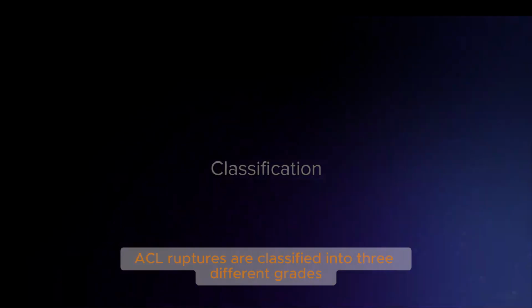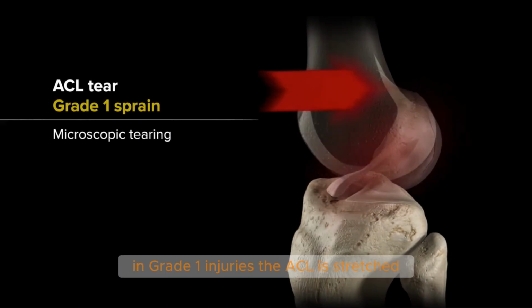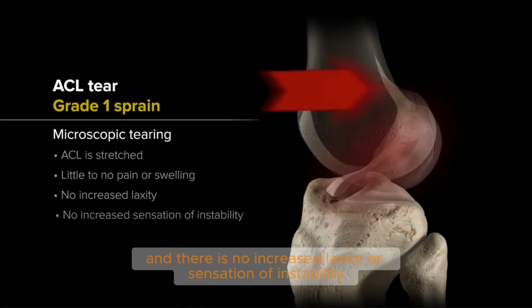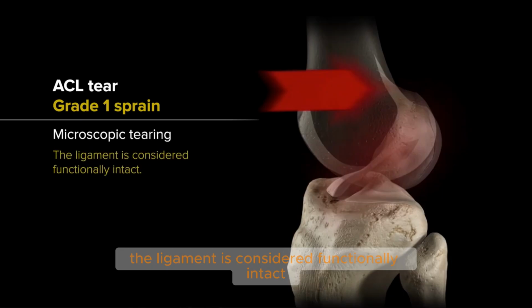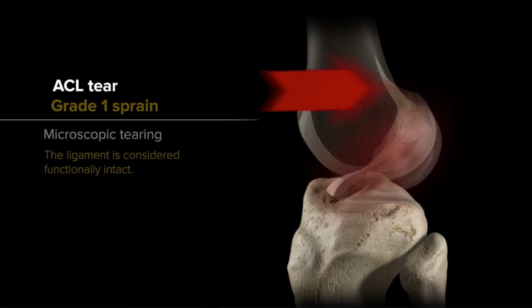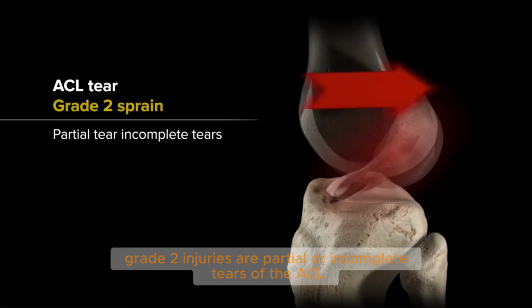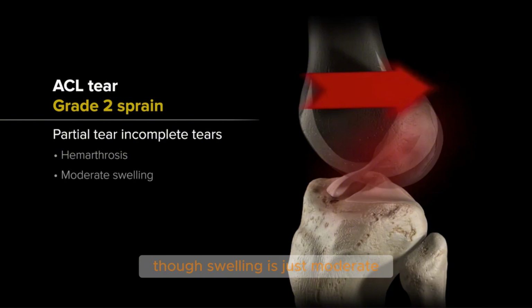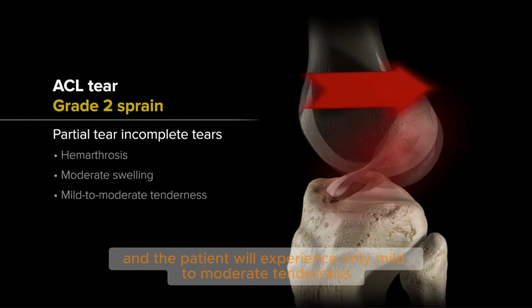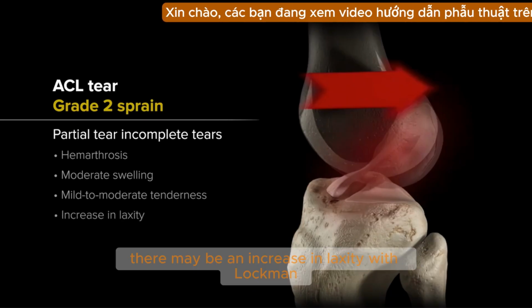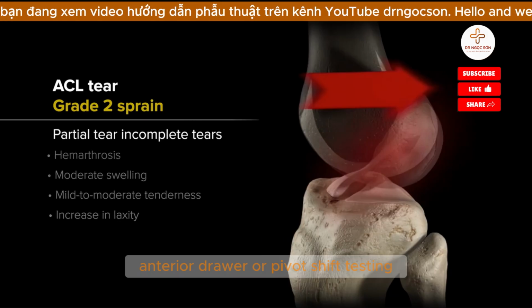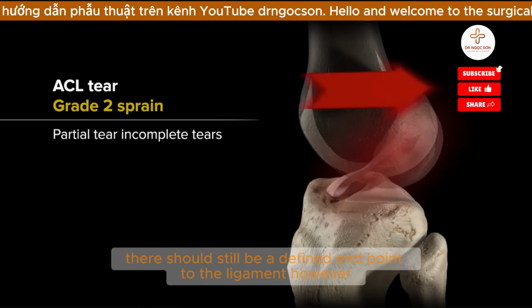ACL ruptures are classified into 3 different grades. In grade 1 injuries, the ACL is stretched, there is little to no pain or swelling, and there is no increased laxity or sensation of instability. The ligament is considered functionally intact. Grade 2 injuries are partial or incomplete tears of the ACL. There is typically a hemarthrosis, though swelling is just moderate, and the patient will experience only mild to moderate tenderness. There may be an increase in laxity with Lachman, anterior drawer, or pivot shift testing. There should still be a defined endpoint to the ligament, however.